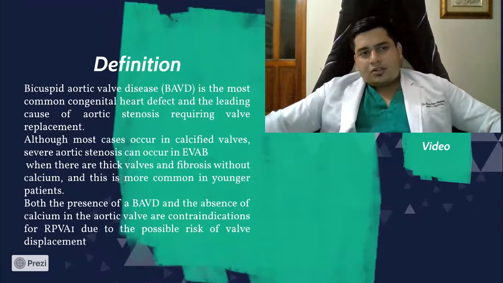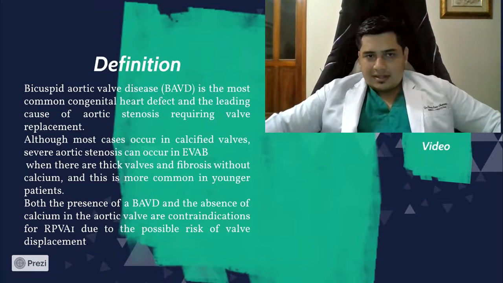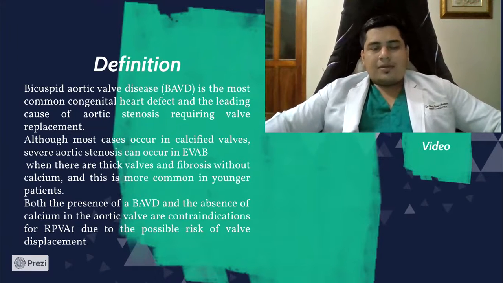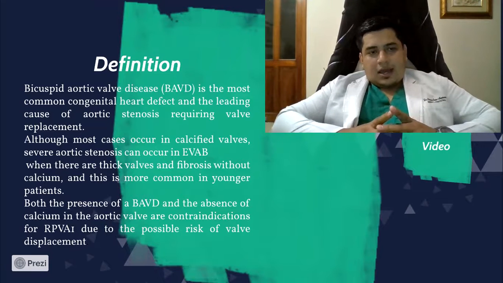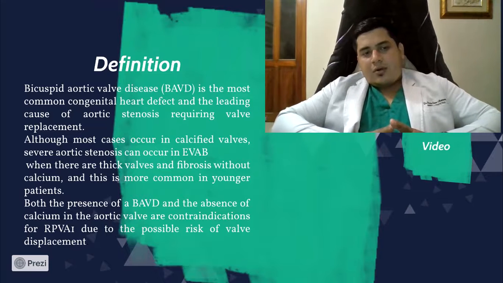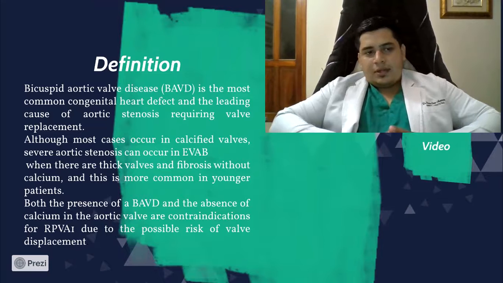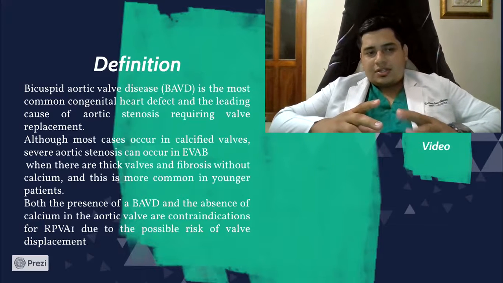Definition: bicuspid aortic valve disease is the most common congenital heart defect and the leading cause of aortic stenosis requiring valve replacement. Although most cases occur in the calcified valve, aortic stenosis can also occur in the bicuspid valve when there is thick valve and fibrosis without calcium. This is more common in younger patients.